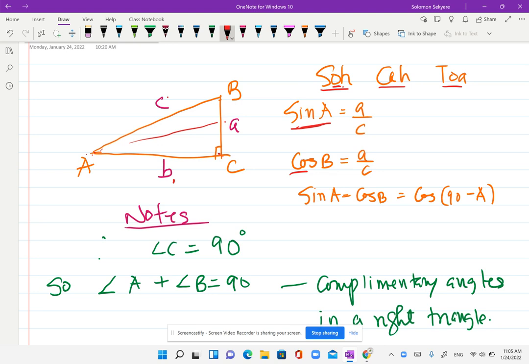What if I say the cosine of B? Cosine is adjacent over hypotenuse. So cosine of B is adjacent over hypotenuse, a over c. See that? And if we are asked to do tangent of any angle, for example tangent of A, you use opposite over adjacent. So keep that in mind.